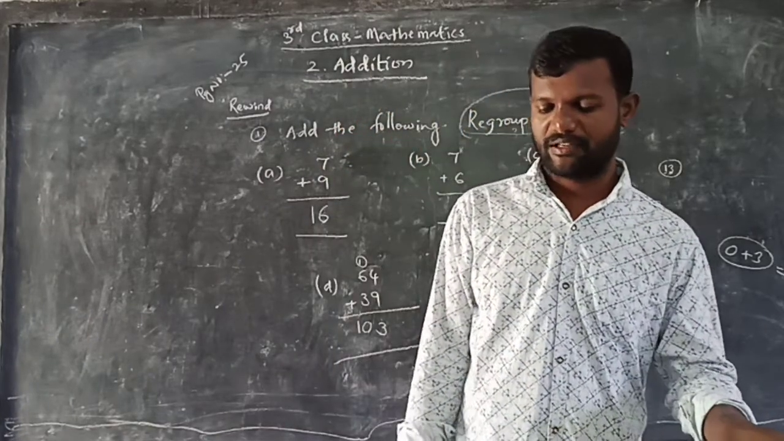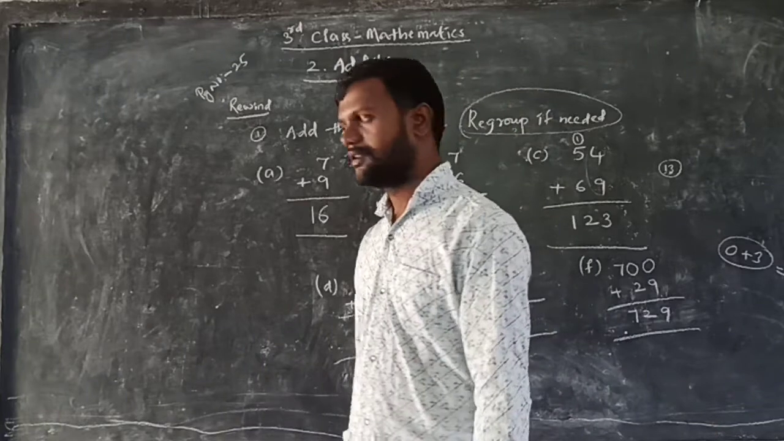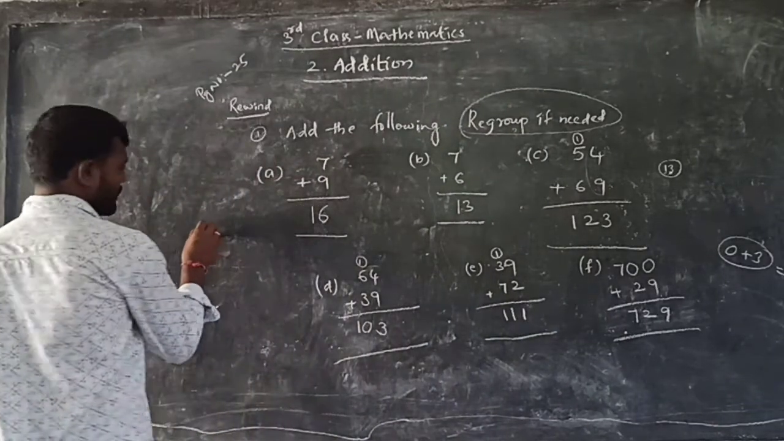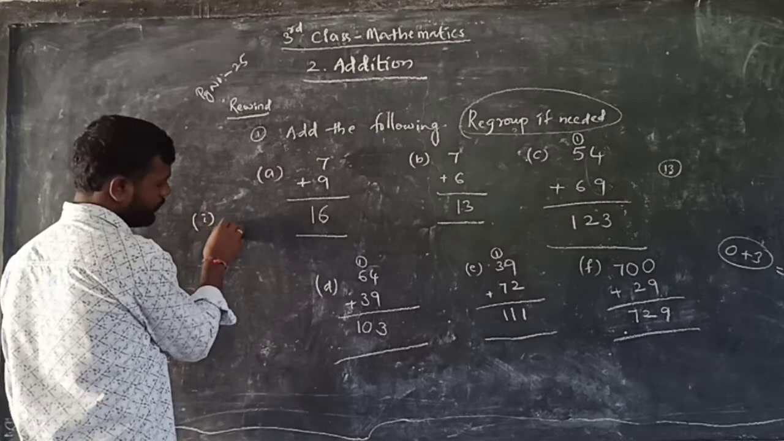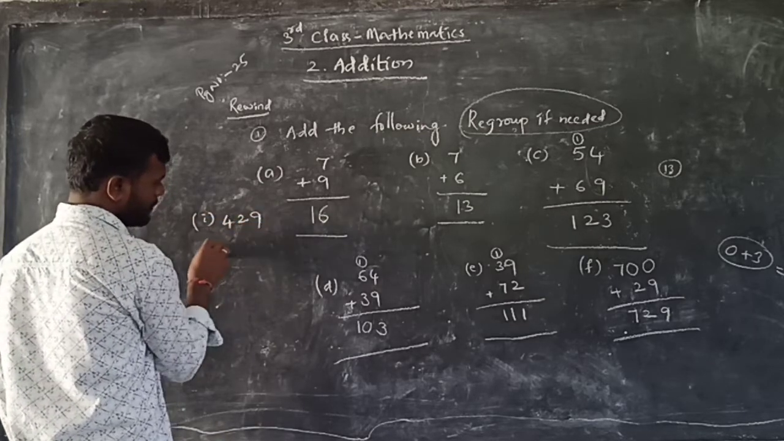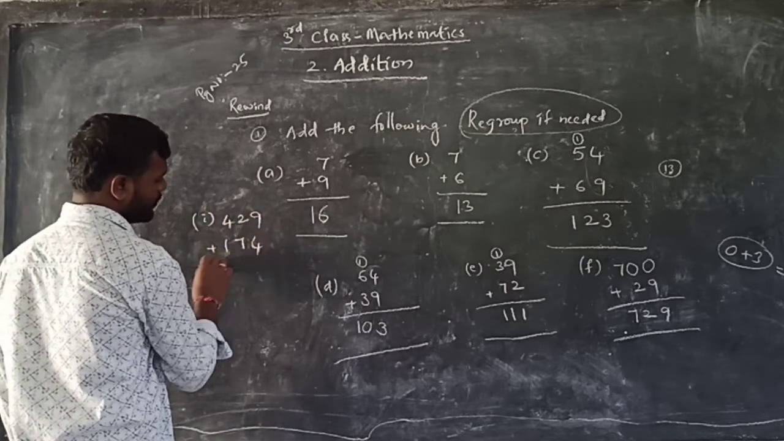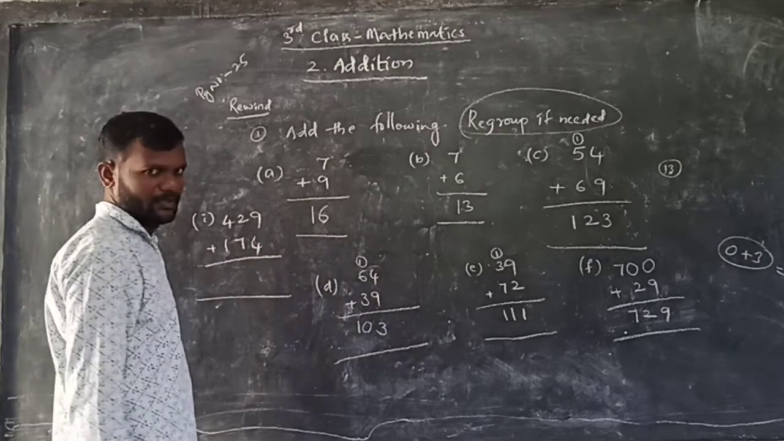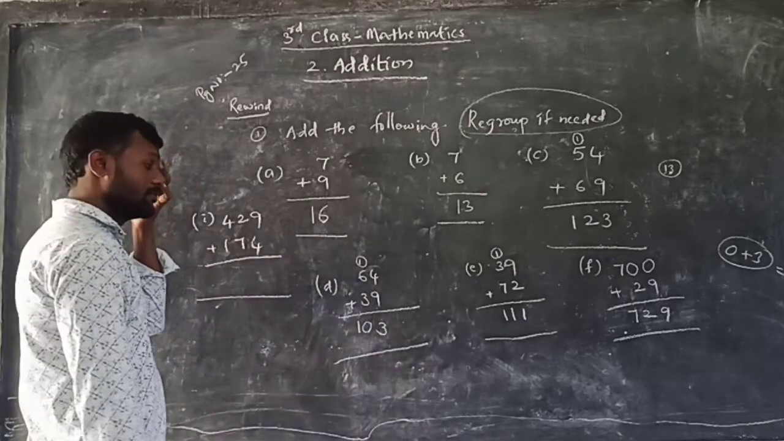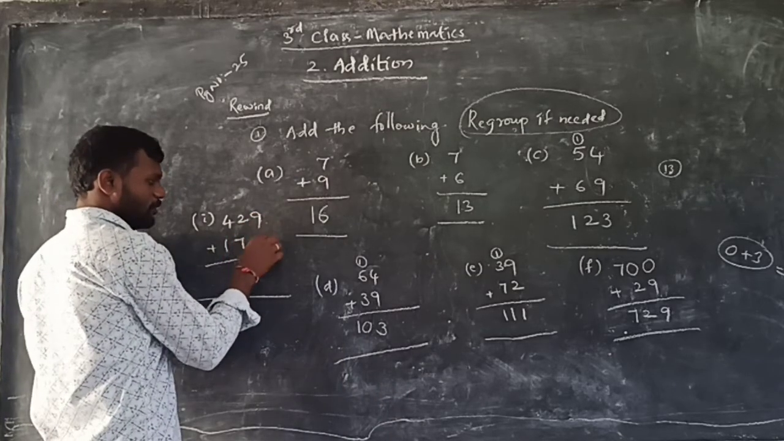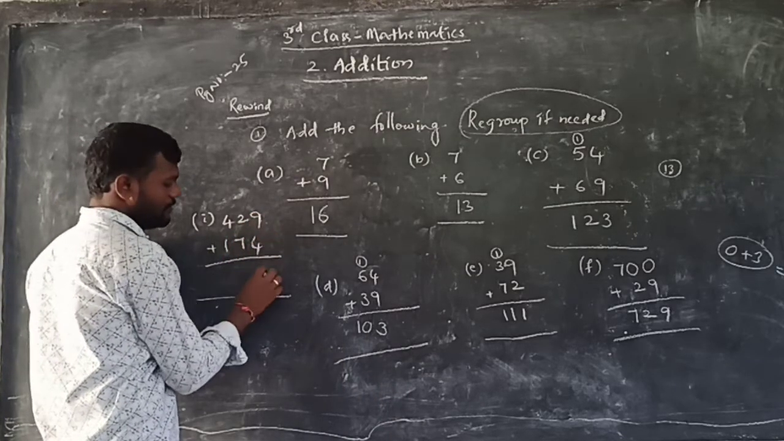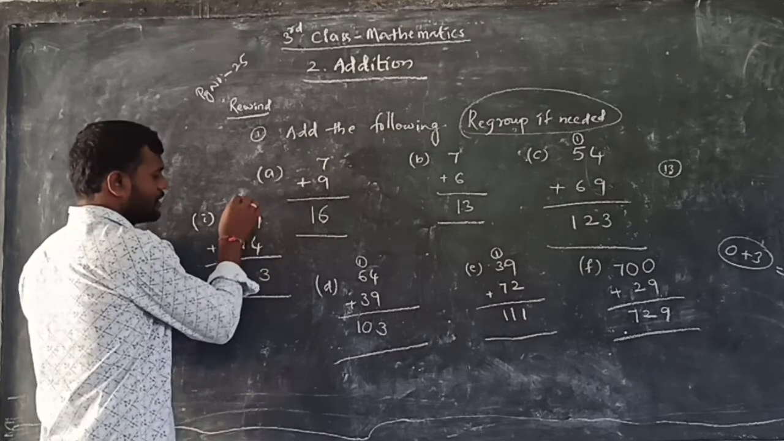Okay, I will discuss another 3-digit number. What is the 3-digit number? 429 plus 174. This problem is given. Okay, try to complete that problem. First one, 9 plus 4. 9 plus 4 means how much? 13. So 13 means 3 here, 1 should carry.